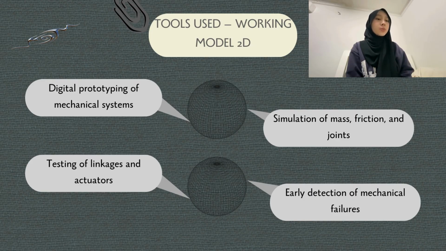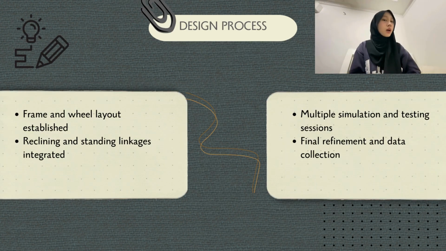The software was particularly useful for analyzing the reclining mechanism as it allowed us to observe motion control, linkage movement, and changes in the center of gravity during operation. By using simulation, potential instability and mechanical issues could be identified early, ensuring that the proposed design is safe and mechanically feasible. I will now explain the design process.